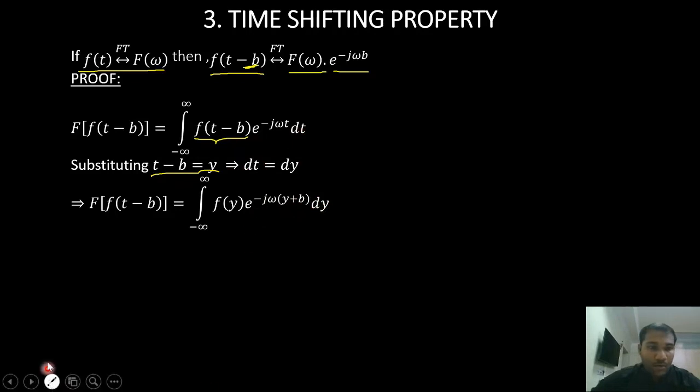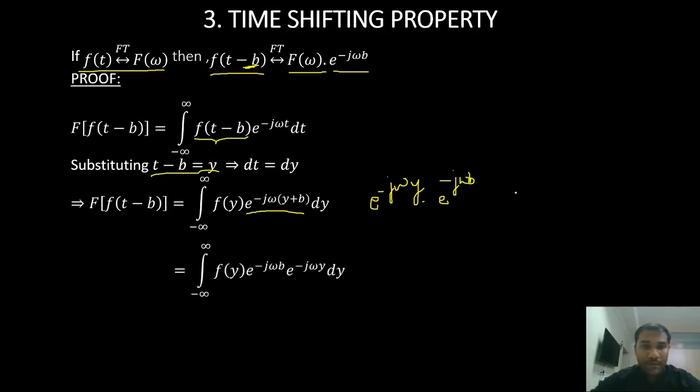Now this e power minus j term can be separated, right? How? e power minus j omega y into e power minus j omega b. That is what we are going to do here. Now e power minus j omega b is independent of variable y, so I can take this outside the integral.